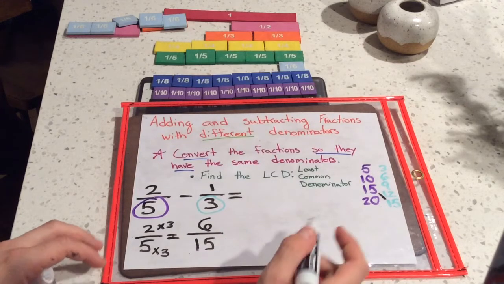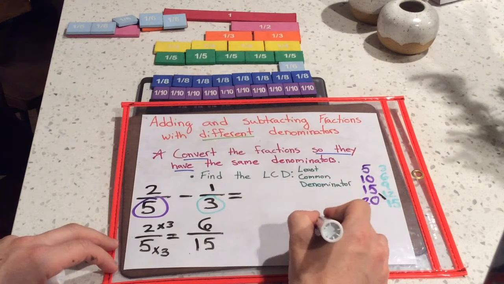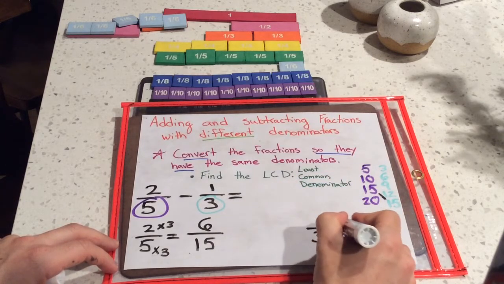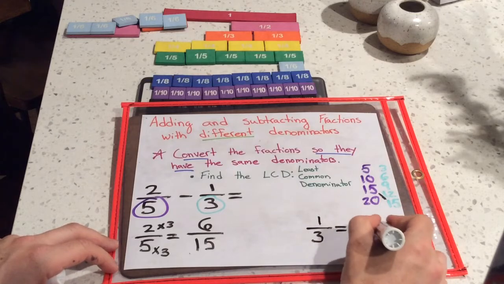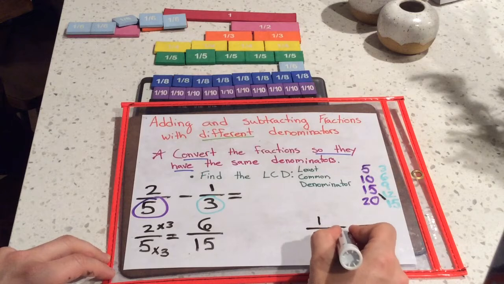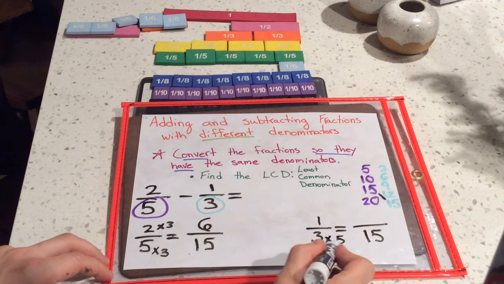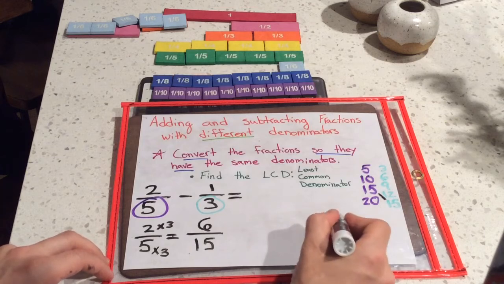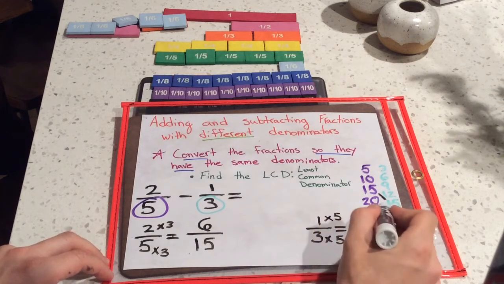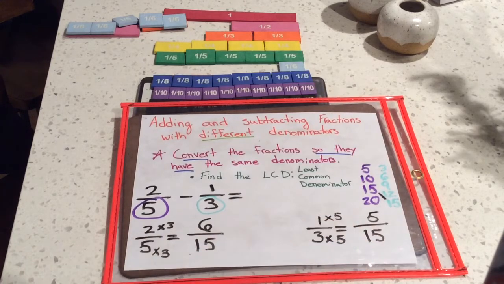Now I'm going to look at 1/3 and convert that one as well. I'll do it over here. 1/3. I know that 3 times 5 will give me 15. Whatever operation I do on the bottom, I need to do on the top. 1 times 5 is 5. Now my fractions have the same denominator.